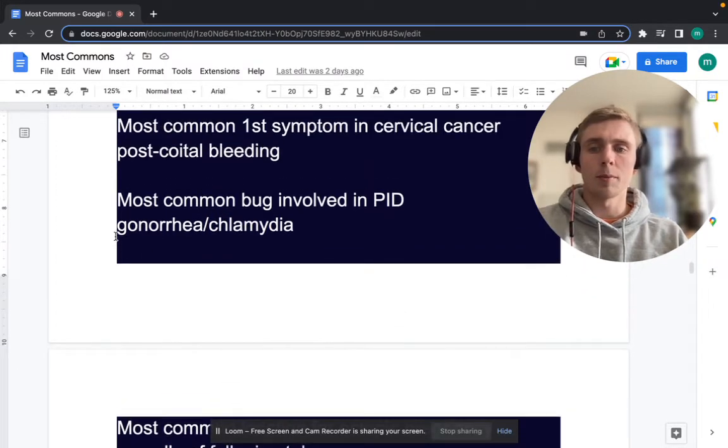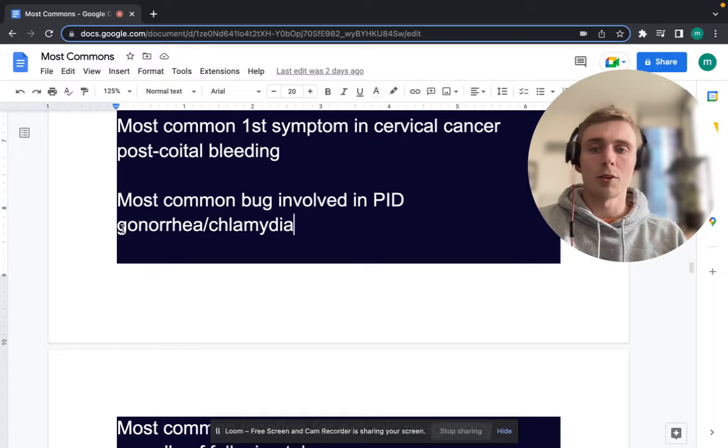And again, what's the treatment? That's ceftriaxone, IM, 500 milligrams, one-time shot, and doxycycline, 100 milligrams 2 times a day. And except for PID, you want to extend it to 14 days, not just 7.